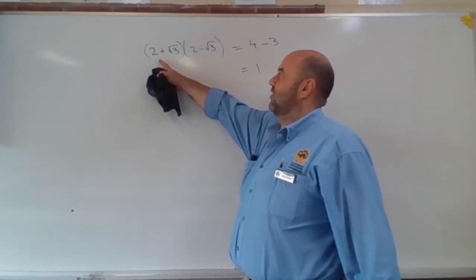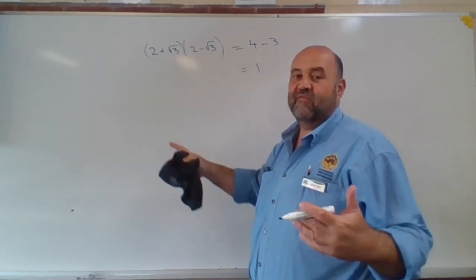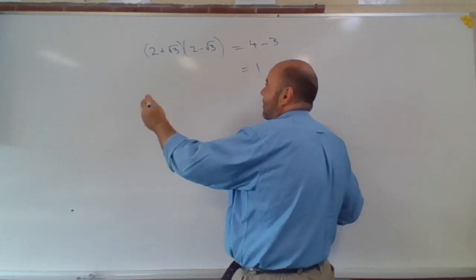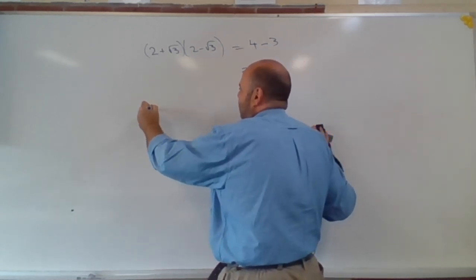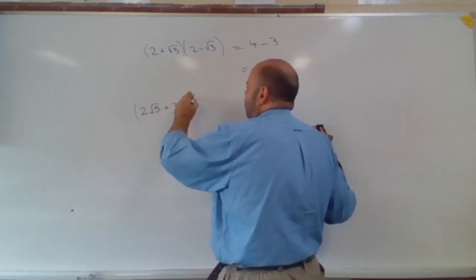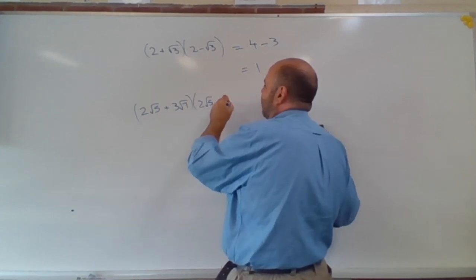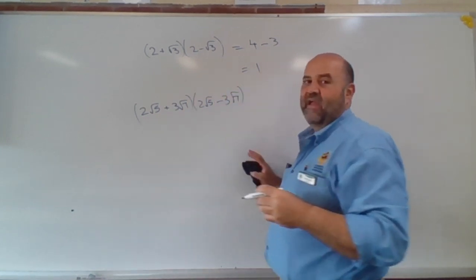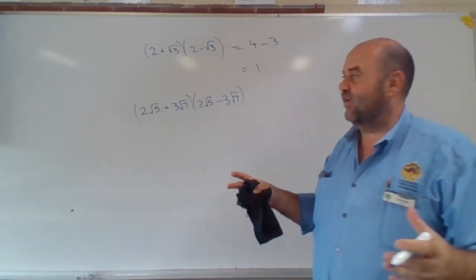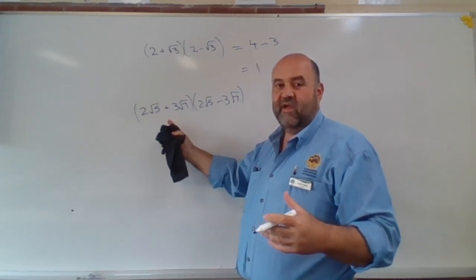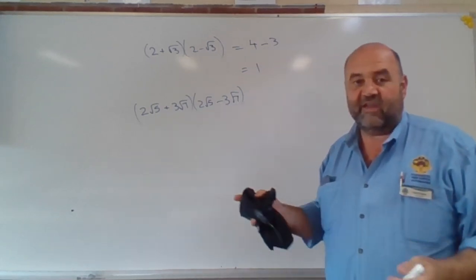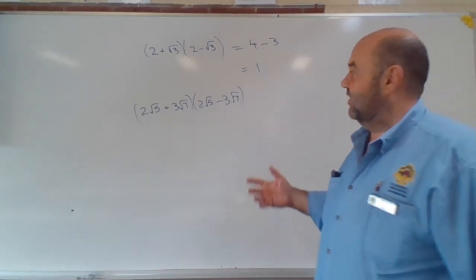It doesn't matter if that's rational and that's a surd. It can happen if you've got 2 irrational numbers. So I might have, for example, 2 root 5 plus 3 root 7 times 2 root 5 minus 3 root 7. It doesn't matter how neat or tidy or how ugly what's in my grouping symbols are. It always works out the same way. They're a conjugate pair. They only differ by the sign in the middle. So when I expand these, I'm going to get a difference of 2 squares.